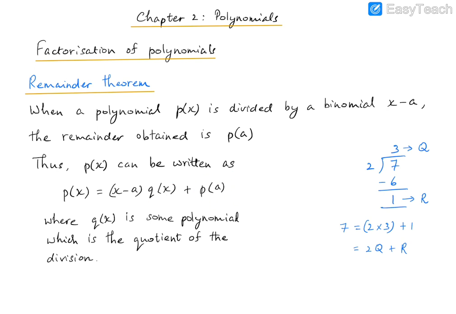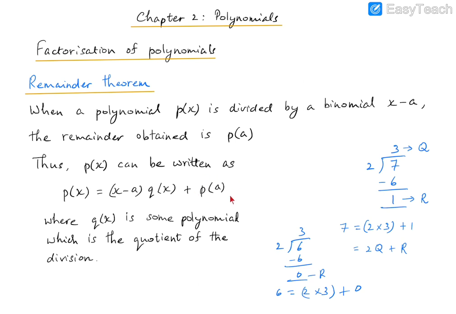For example, instead of 7, let's say we divided 6 by 2. We get 2 times 3 is 6, and the remainder is 0. So in that case, 6 is 2 times 3 plus the 0 remainder. That means 2 is a factor of 6. 2 goes exactly in 6, so there is no remainder here. Similarly, for polynomials, if we have a divisor which is a factor of the given polynomial, then there will be no remainder. That is, the remainder will be 0.